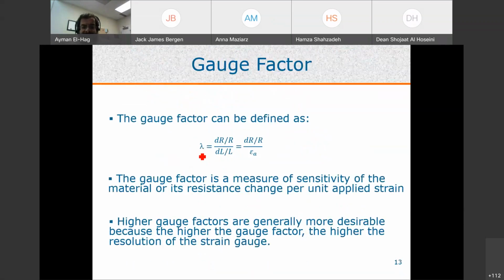So this gauge factor, as I said, is dR/R divided by dL/L. But we said that this dL/L is actually the strain. So it's dR/R divided by the strain, and this is your gauge factor. It is the sensitivity of your material. Now, most materials are around 2, but some advanced materials have a very, very high gauge factor.